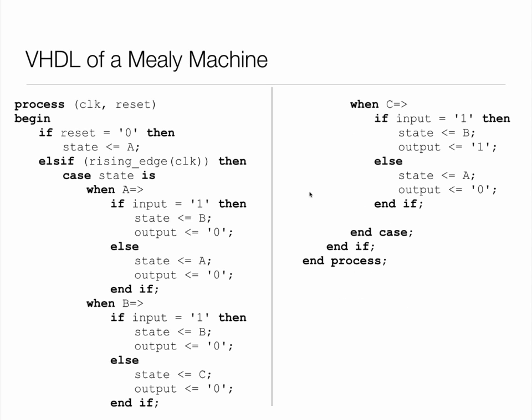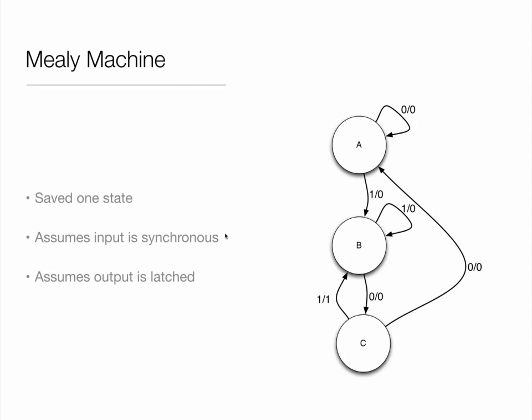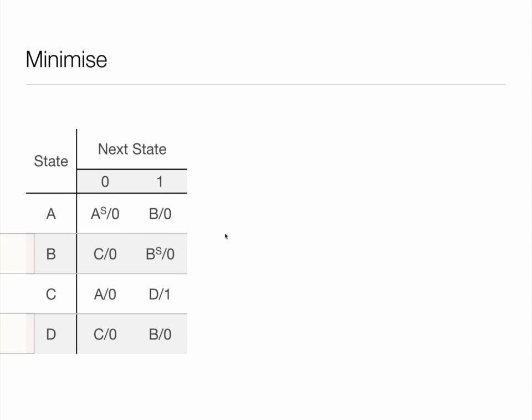So now we only have 1 process block. Clock and reset again as our sensitivity list. Setting the state to A at the start. Strictly, I should have set the output as well. Okay, so we look at the rising edge of the clock and we consider the state. So when we're in state A, if the inputs are 1, then set the next state to B and the output to 0 immediately. Okay, and that's the big difference. We also assign the outputs according to that or that.